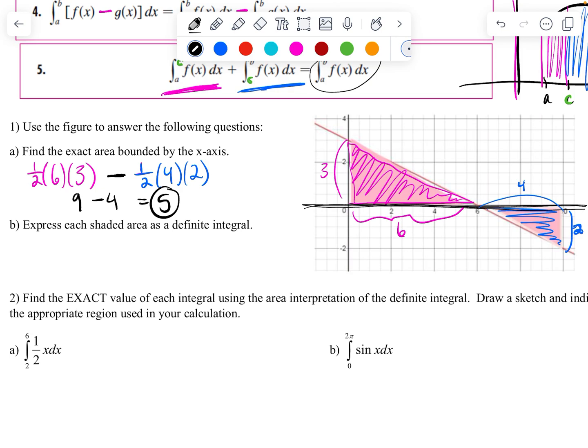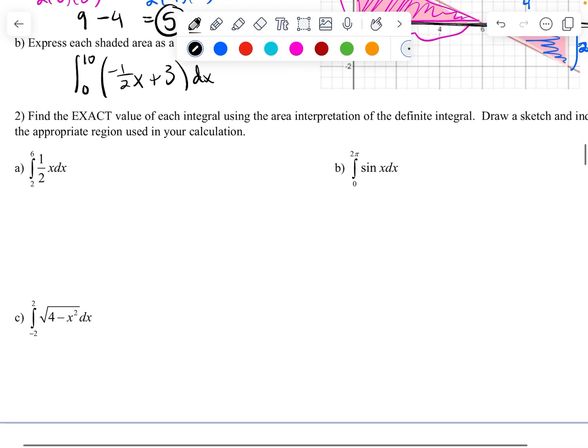Express the shaded region as a definite integral. So in the integral world, you don't need to account for the negative area, it's part of the notation. So all you have to do is go from 0 to 10, and then you find the equation of a line. So what is this, 3, and then what's the slope of this thing? Down 3/6, so -1/2. So it'd be the integral of -1/2 x plus 3 dx. So you don't have to actually deal with negative area, that's already taken into account in the integral.